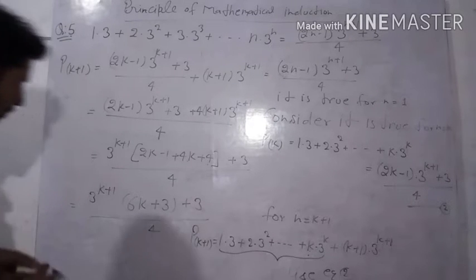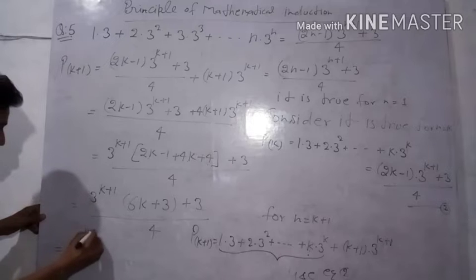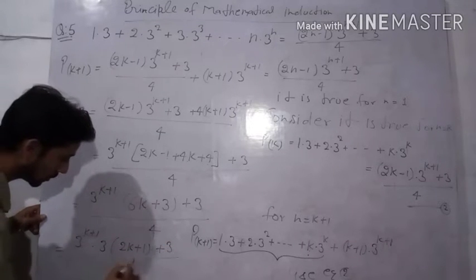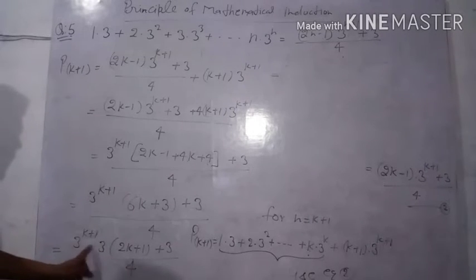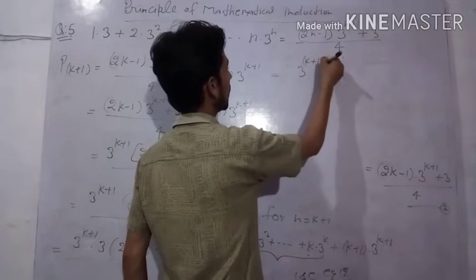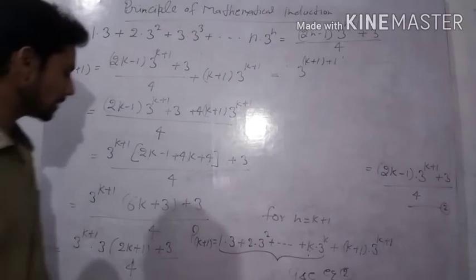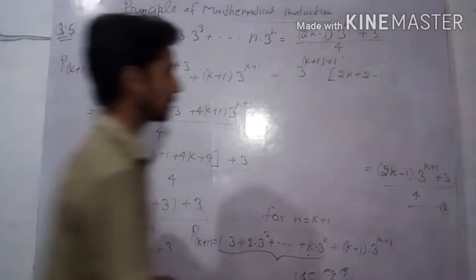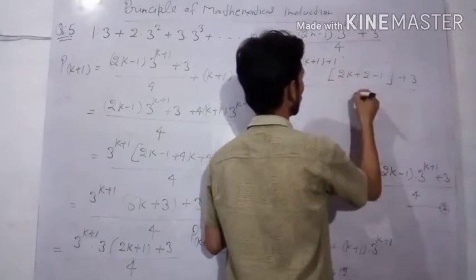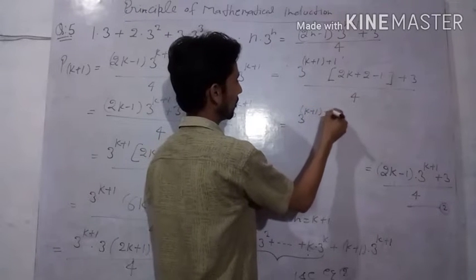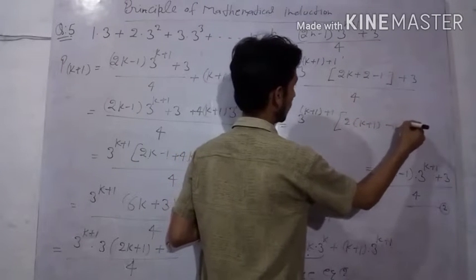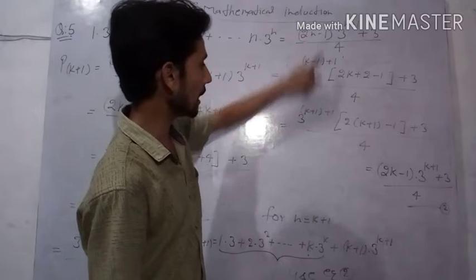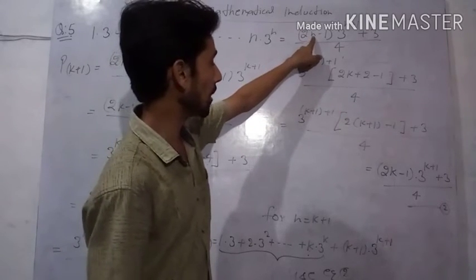Now 3 is common here: 3 exponent (k plus 1) times 3(2k plus 1), plus 3 upon 4. In multiplication, powers will be added: 3 exponent (k plus 1 plus 1). So we can write it like (2k plus 2 minus 1) plus 3 upon 4, 3 exponent (k plus 1 plus 1). Taking 2 common, (2(k plus 1) minus 1) plus 3 upon 4. So according to the question, in the place of n, k plus 1 is here.